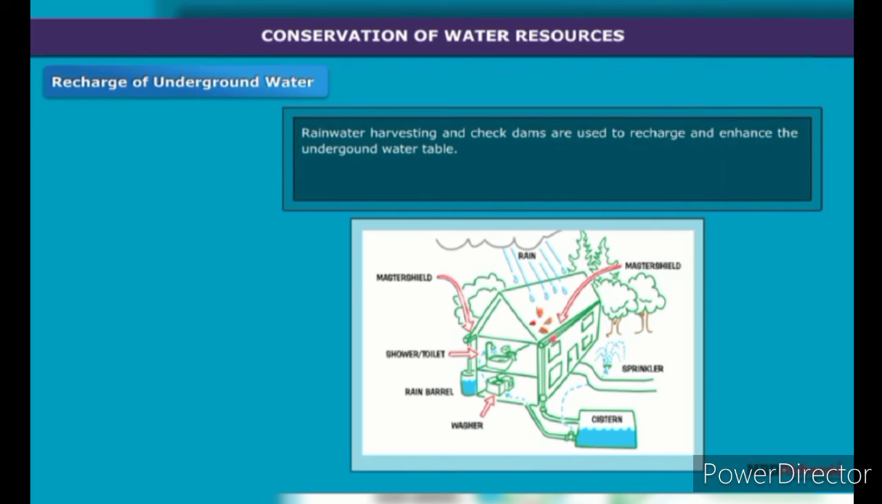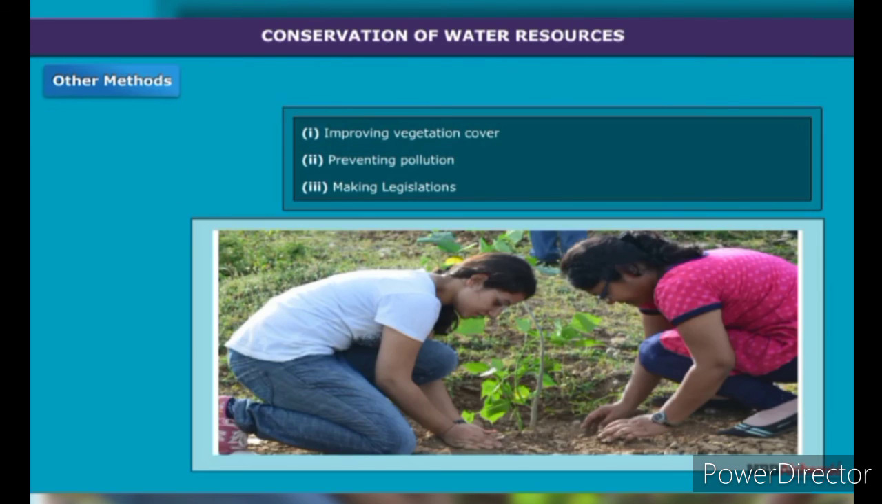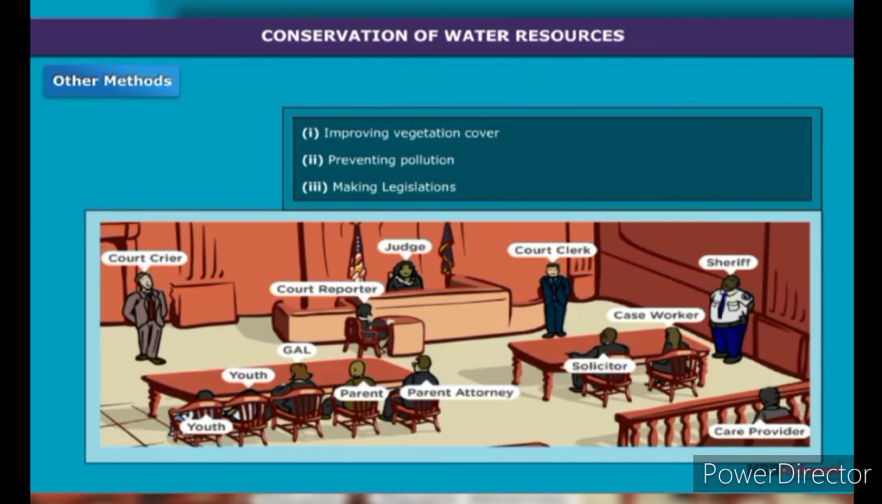Recharge of underground water. Rainwater harvesting and check dams are used to recharge and enhance the underground water table. Other methods: improving vegetation cover, preventing pollution, making legislations.